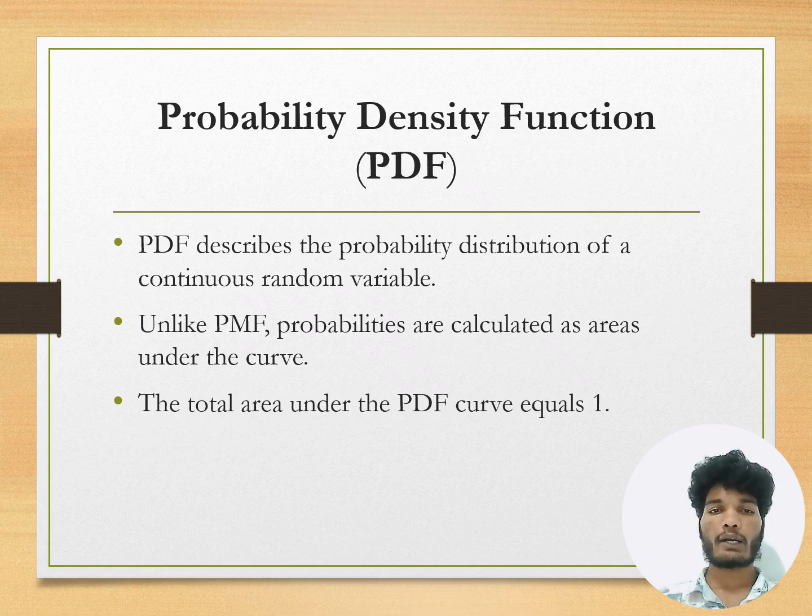Now I discuss the next topic, the probability density function, also called PDF. The probability density function describes the probability distribution of a continuous random variable. Unlike PMF, probabilities are calculated as the area under the curve. The total area under the curve is equal to 1.